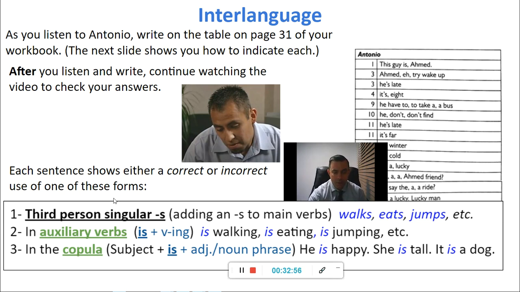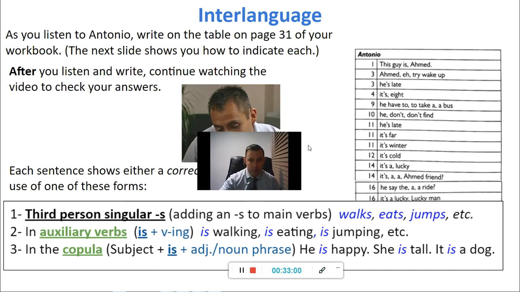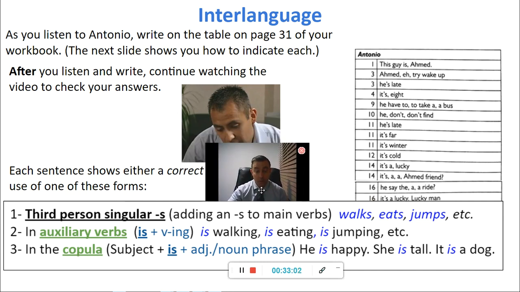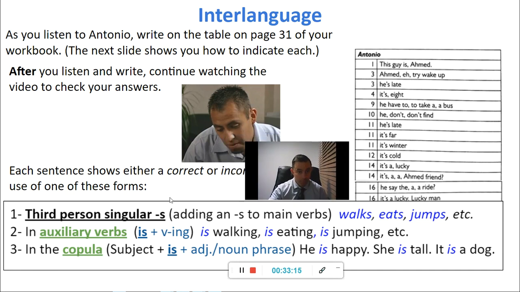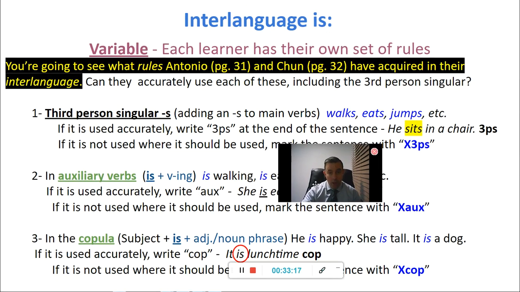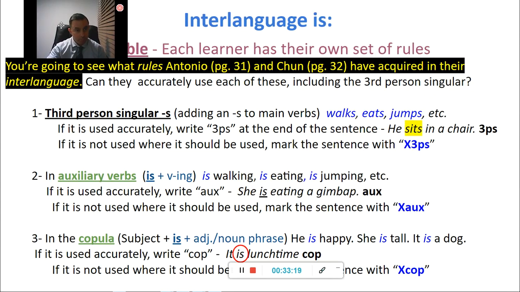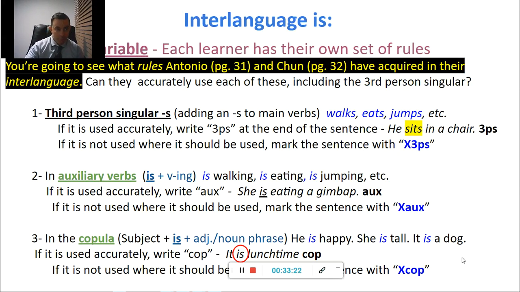What you want to do is indicate where you see a correct usage or an incorrect usage of each of these three things. Okay, third person singular S, auxiliaries, like to be walking, for example, and the copula, which is to be as the main verb. Now, how should you indicate it? This is my system. I find it works pretty well.